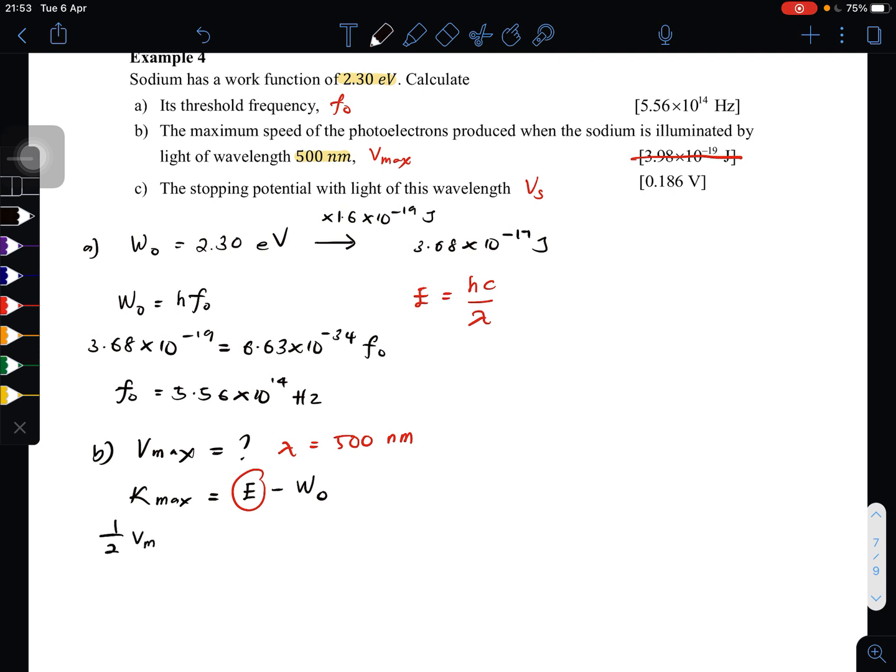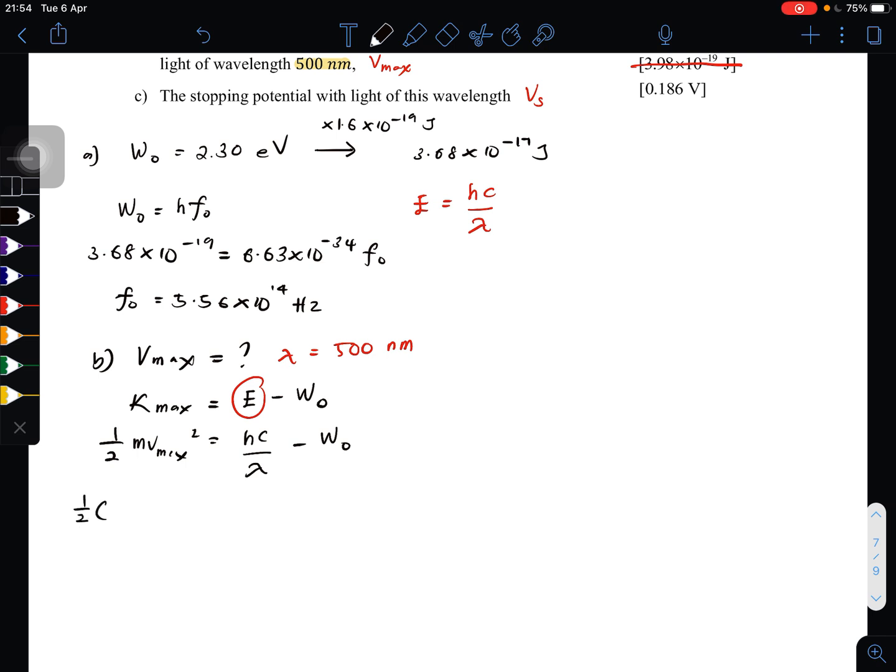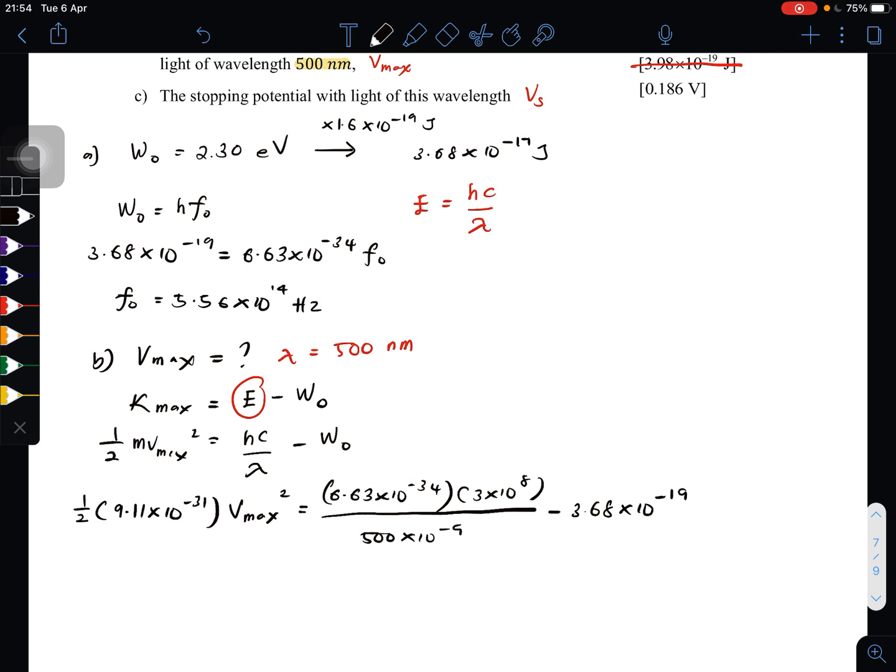So here will be half mVmax square equal to hc over lambda minus work function. So just put in 1 over 2 times mass. Mass is the mass of electron, which is given in the list of constants, times Vmax square equal to h, which is 6.63 exponent negative 34 times the speed of light divided by the wavelength 500 nanometer minus the work function. So work function must be in joule, which is 3.6 exponent negative 19. So Vmax is equal to 2.55 exponent 5 meter per second.